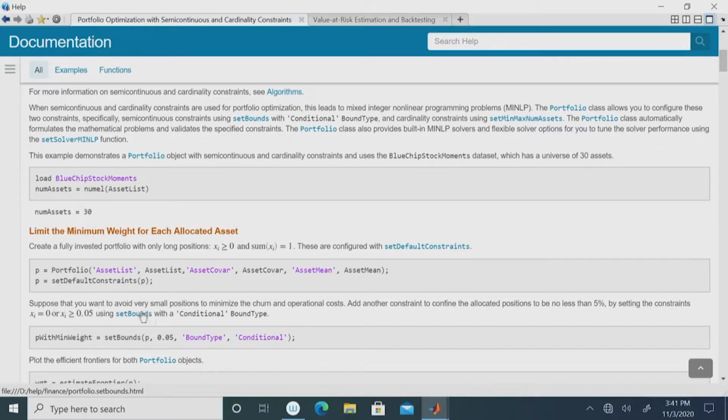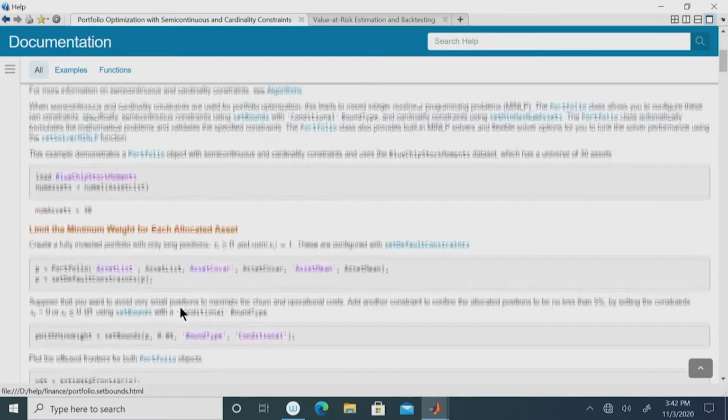So, the first constraint in the context of this lecture will happen now. Suppose that you want to avoid very small positions. One illustration of this could be that you confine yourself to the constraint that there should not be less than 5% allocation for each asset. So, this means that you set the constraint that either x_i is equal to 0, which means that the asset is not being included in the portfolio, or in case it is included, then your x_i has to be greater than or equal to 0.05, or 5%. Accordingly, you now set the bounds on P to be 0.05.